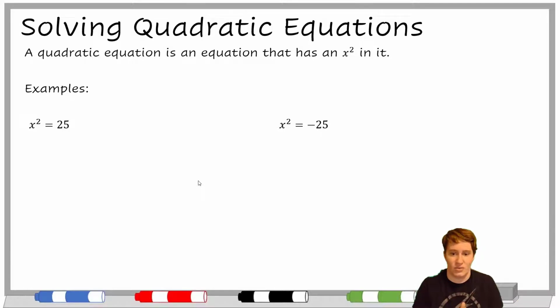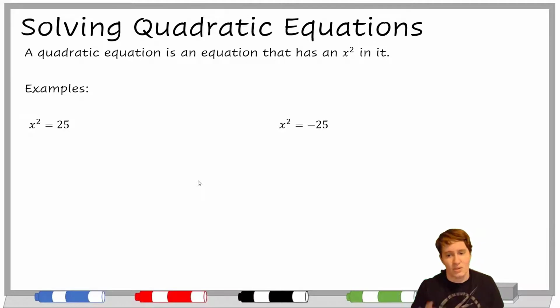If it's got an x squared, it's a quadratic equation. If it has an x squared, it also could have a regular x and still be a quadratic equation. In today's lesson, we're starting off with just x squared and maybe a number or two in the equation, but we're not going to have a regular x term. We'll deal with that in the next lesson.